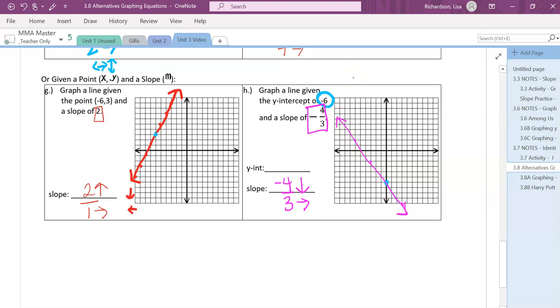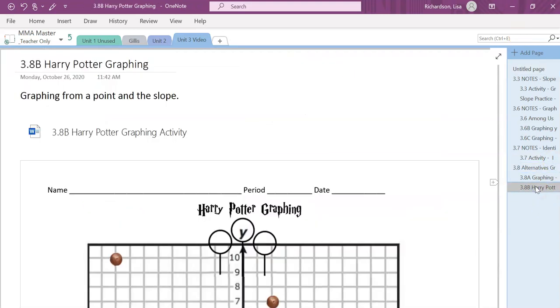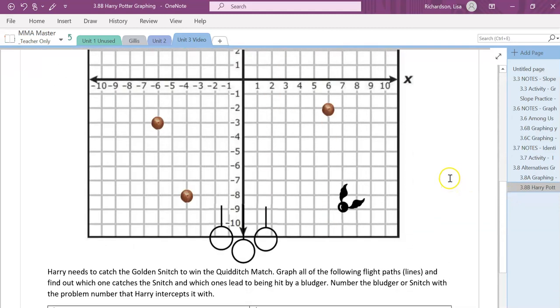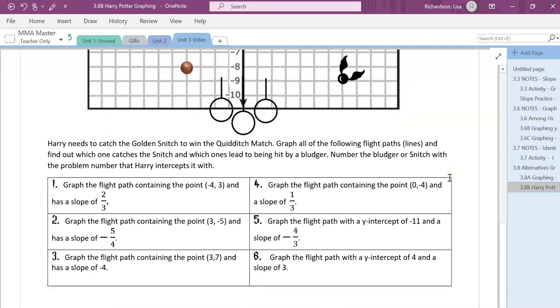So today's assignment is going to be given a point and a slope. So you will have this fabulous Harry Potter graphing, and he needs to catch the snitch. You're going to graph all the following flight paths and find out which one catches the snitch. The rest of them lead to being hit by a bludger. And bludgers are these balls that just go to try to attack the hitter. So one of these is going to hit the snitch, and the rest are going to hit the bludger. So as you graph them, you're going to number them.